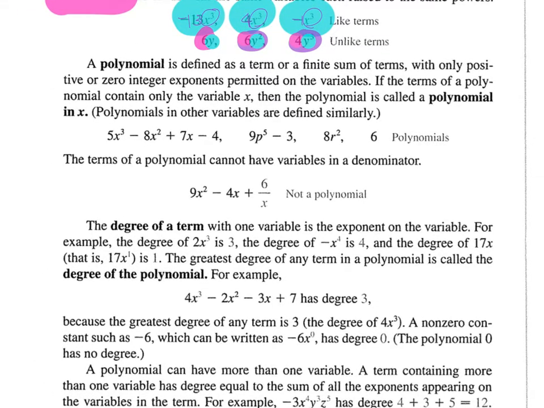This is just a polynomial, defined as a sum or difference of terms. A polynomial can't have a variable in the denominator. So this is an example of something that's not a polynomial.